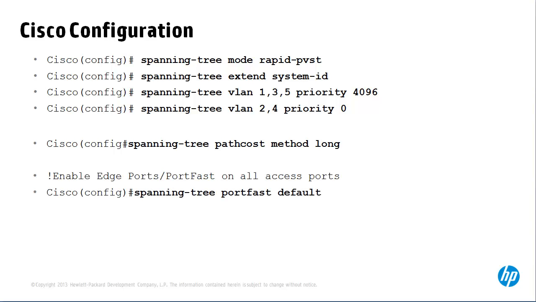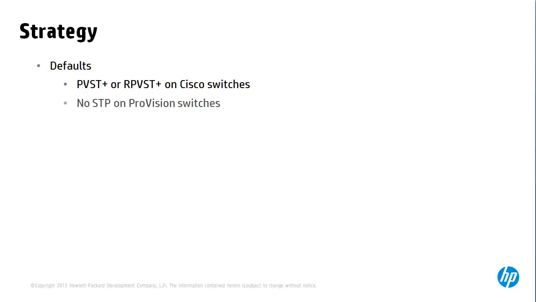To enable portfast or edge ports, type the command spanning-tree portfast default, which means all access ports are set to portfast mode. As a strategy for implementation, remember that Cisco switches use PVST or rapid PVST by default. No spanning tree is enabled by default on ProVision switches. When spanning tree is enabled, the spanning tree used is multiple spanning tree. You thus need to configure your HP switches to use rapid PVST+.